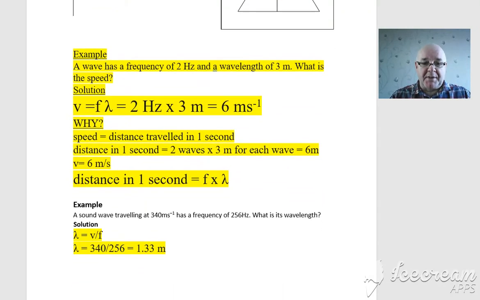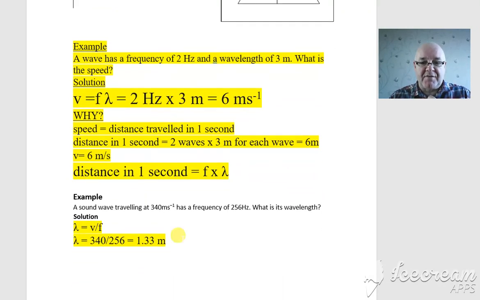The example in the book says a sound wave travelling at 340 meters per second has a frequency of 256 Hertz. What is the wavelength? Well, we just use the formula. Lambda is v over f. v is 340, f is 256, and I make that out to be 1.33 meters. Let's go on.